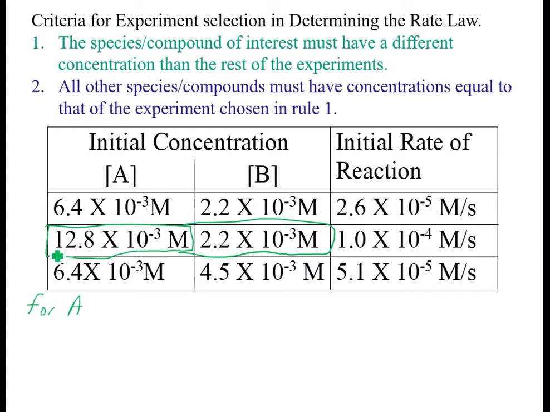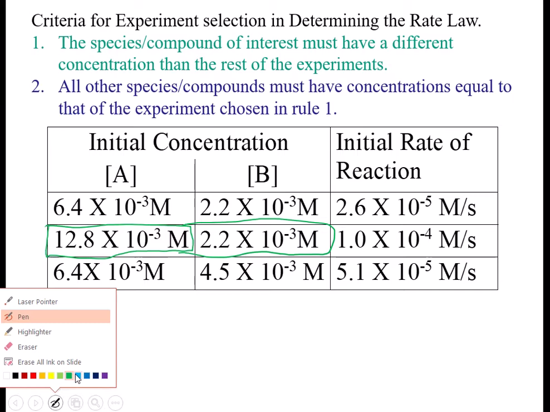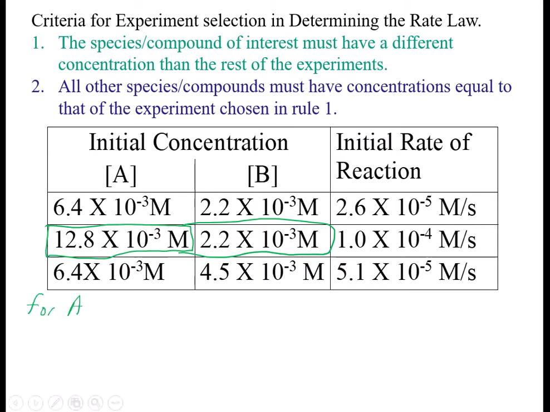And then for the second part, the other species, in this case there's only one, which is B, must have one that's equal. So I'm looking for one that's equal to this 2.2 times 10 to the minus 3. My choices are this one or that one, and we're going to make it this one. So these are my two experiments that I use for determining A. I don't have these numbered, but we're going to say this is experiment 1, 2, and 3.